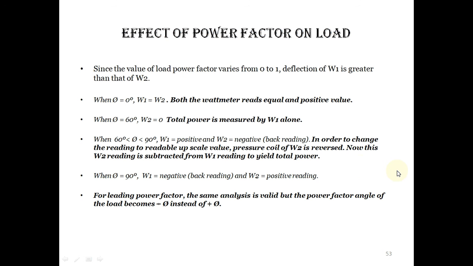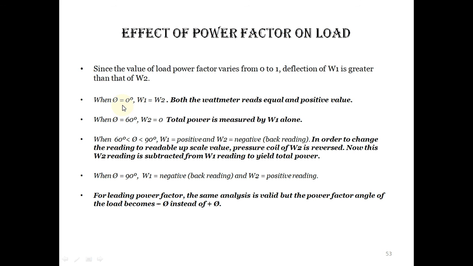Now, one important discussion regarding the effect of load power factor on the two wattmeter method. Since the load power factor varies from 0 to 1, the deflection of one wattmeter will be greater than that of the other. Any particular wattmeter's deflection will be more than the other one, because most of the loads are of one particular nature, that is inductive.